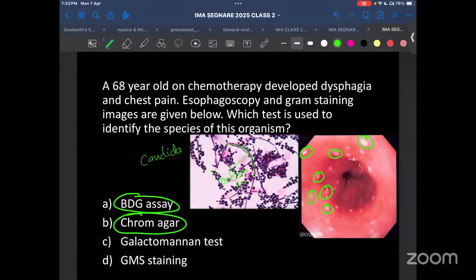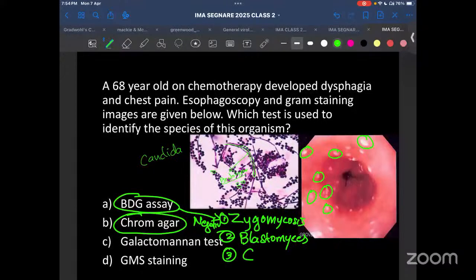Now, there are certain exceptions for BDG. Certain fungi are negative for BDG. One of them is zygomycosis, or mucormycosis, which is negative for the BDG assay. The second one is Blastomyces. We have discussed the figure of 8 appearance, broad-based budding. Blastomyces is also negative for the BDG assay. And cryptococcosis: Cryptococcus neoformans is a fungus, and that is also negative for the BDG assay. All other fungi are positive for the BDG assay.